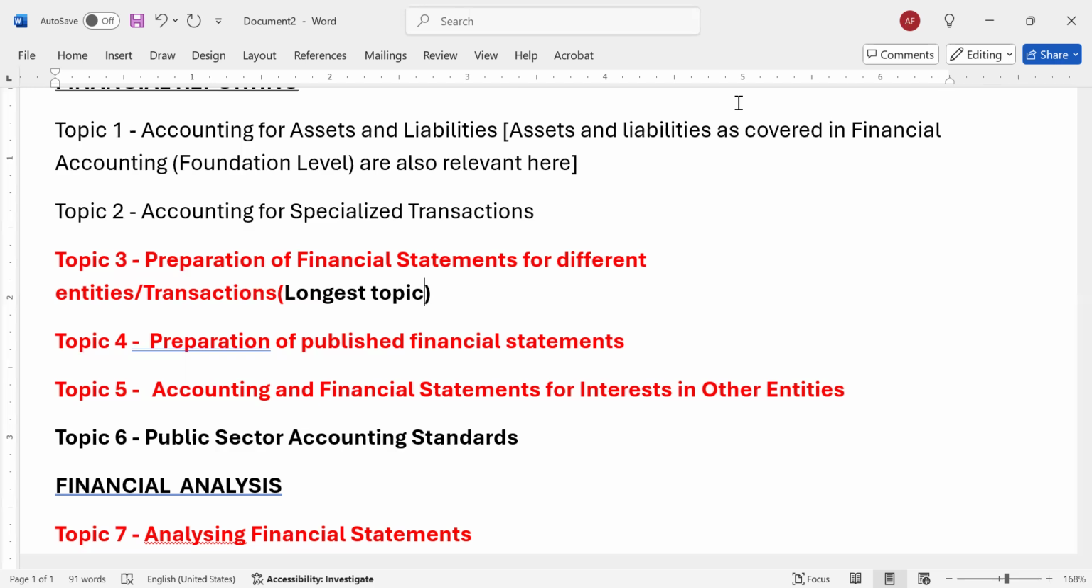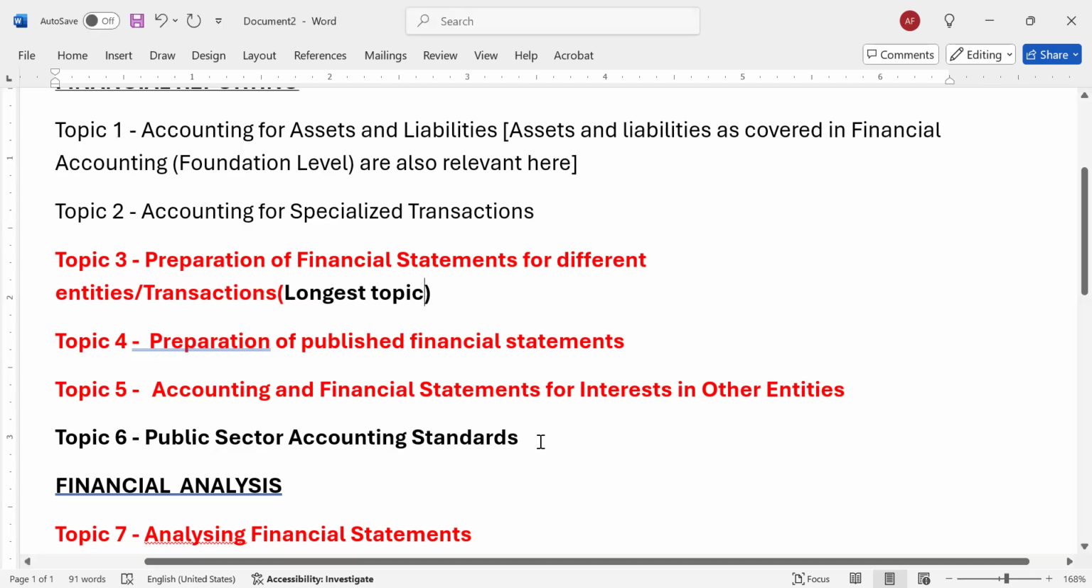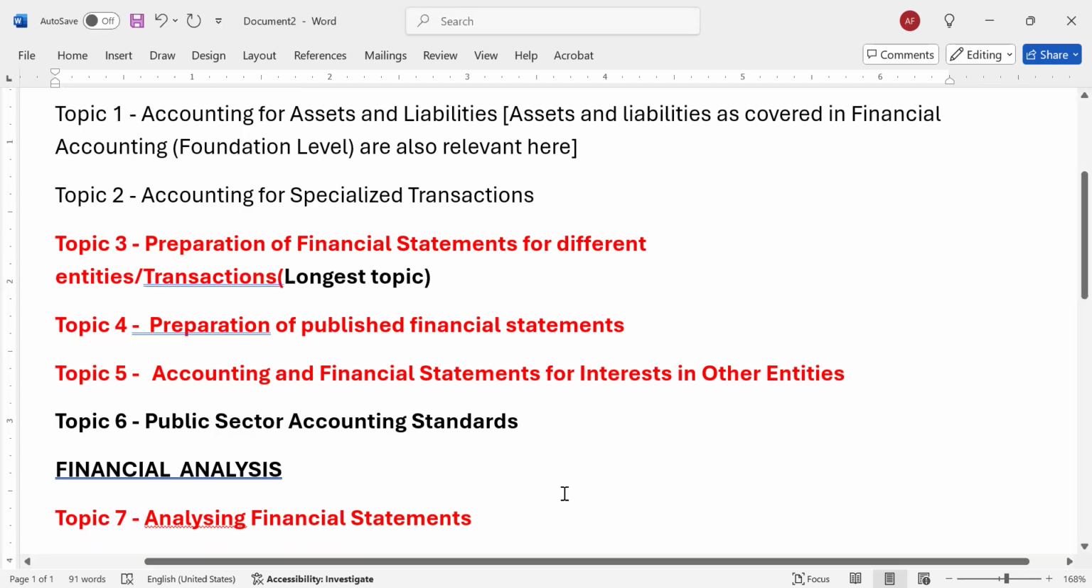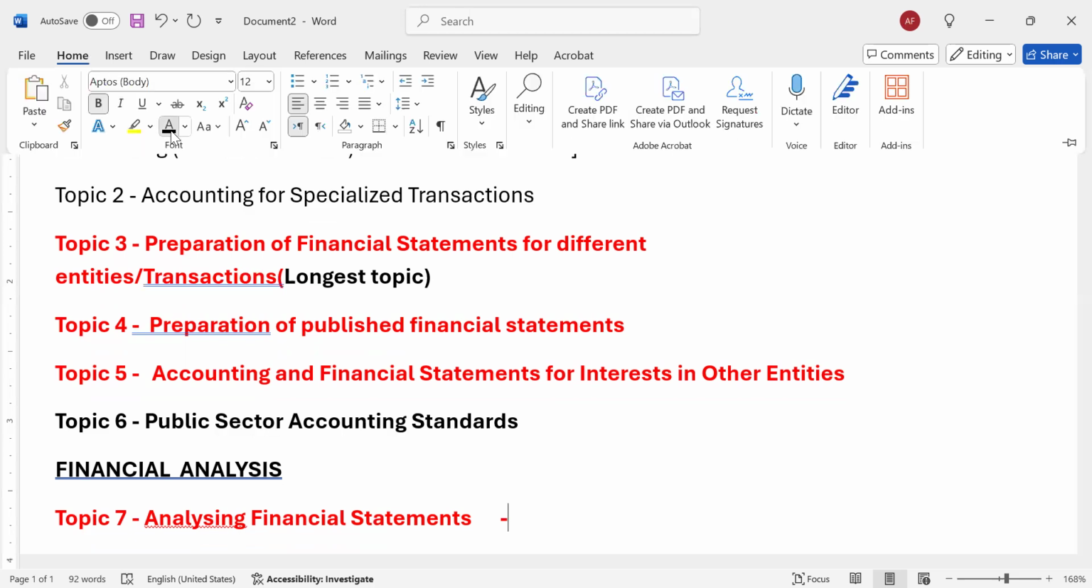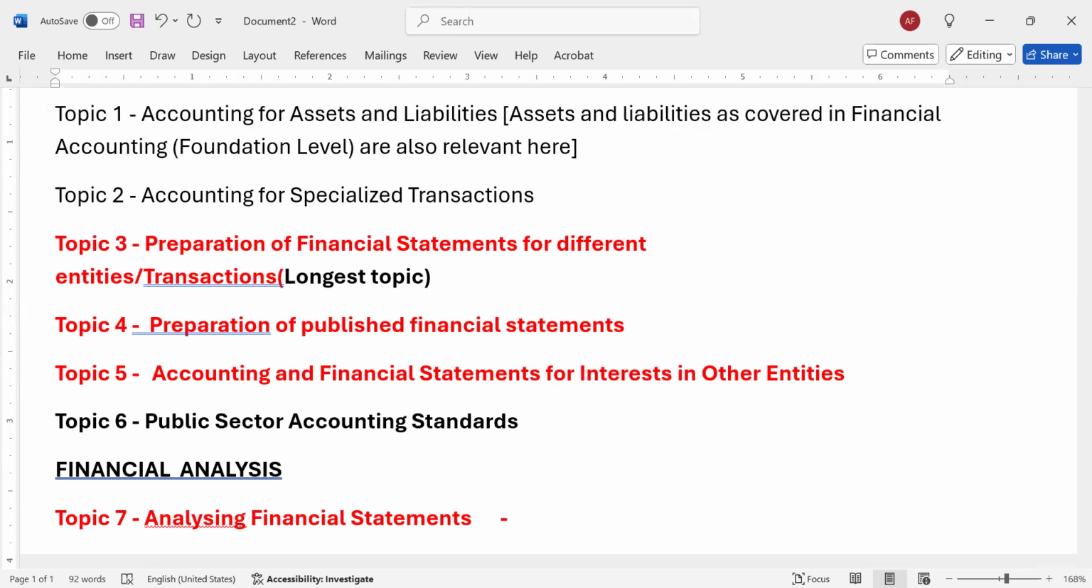What is the best strategy that we need to adopt for us to clear all this in advance and also give us time to do our revision? This is what we'll always tend to do. Our strategy will always start with topic number 7. It has always worked, and that's the reason why a lot of our students have always been passing. We start with topic number 7, which is analyzing financial statements. This will be our number 1.